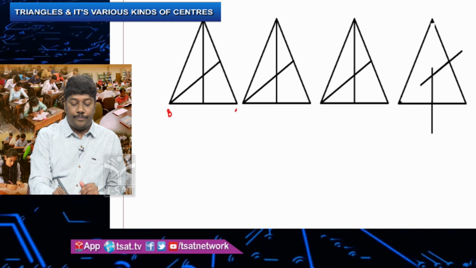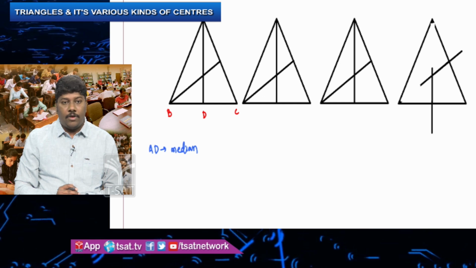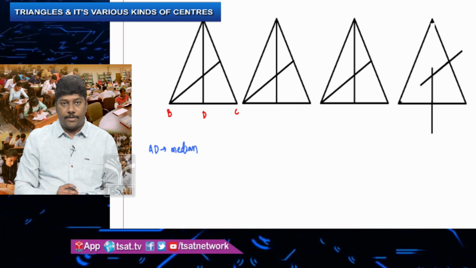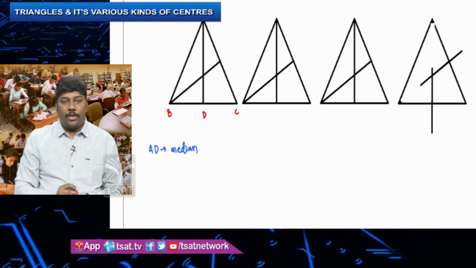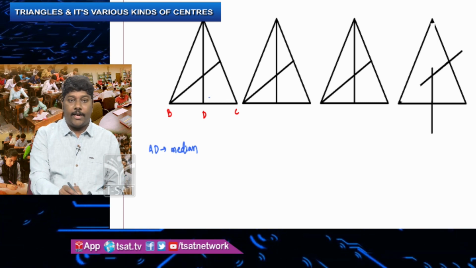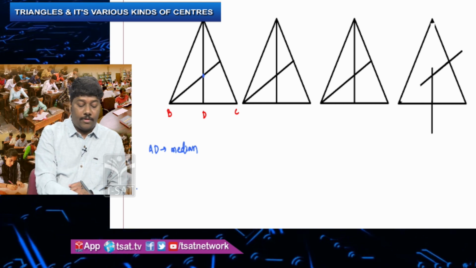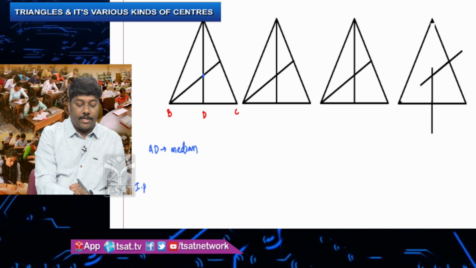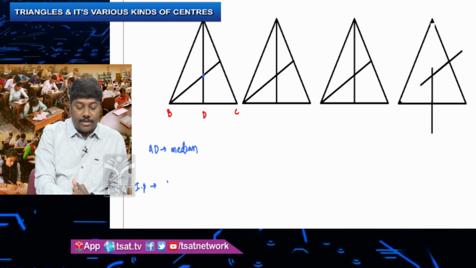Triangle ABC, here in the first figure, AD, I am saying AD is a median. So, AD is a median here. Median is a line which bisects the opposite side, and median also divides the entire triangle into 2 equal areas. The intersection point of medians, I call it as IP, that is intersection point. Intersection point of medians is centroid.